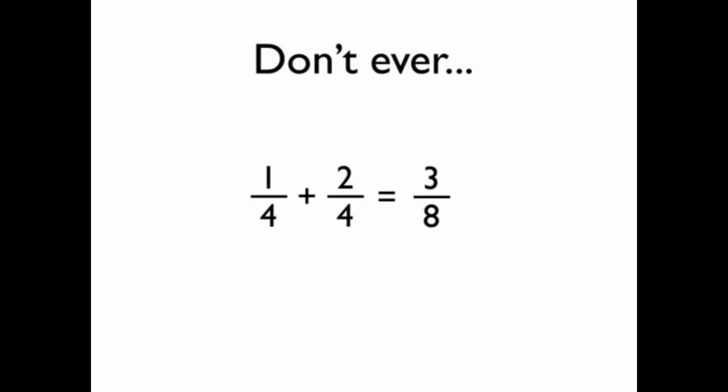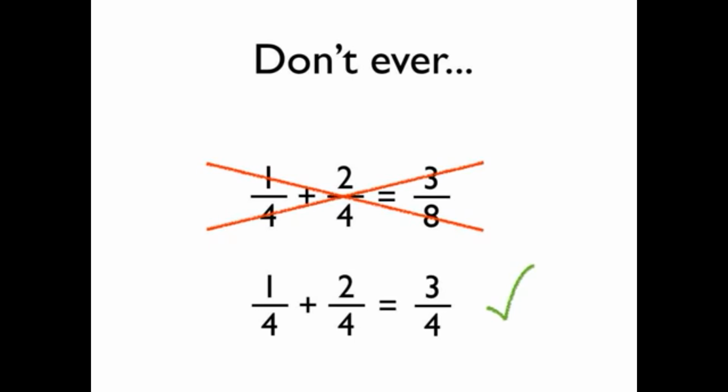Right, don't ever fall for this trap. Some people, when they're adding fractions, think that you just add the numerators, so in this case 1 add 2 is 3, and then you add the denominators. 4 add 4 is 8. A quarter add 2 quarters is not 3/8.